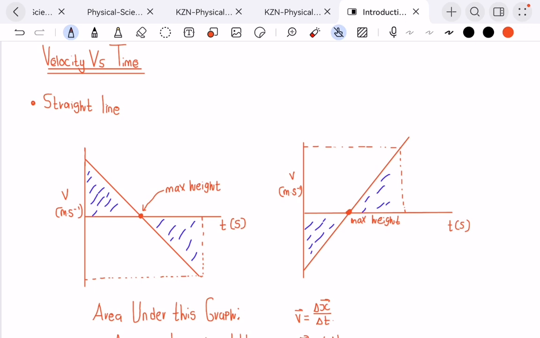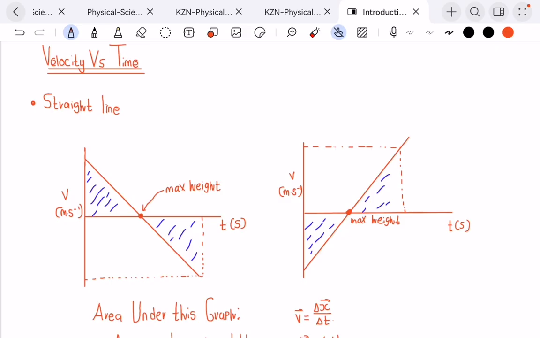Because remember, when we're throwing an object up or dropping an object down, its velocity is going to change. Remember, I said in the last video, there will be a change in velocity and then there will be an acceleration. So we can actually find the velocity of an object at any time using the equations of motion, those equations that I explained in the last video.